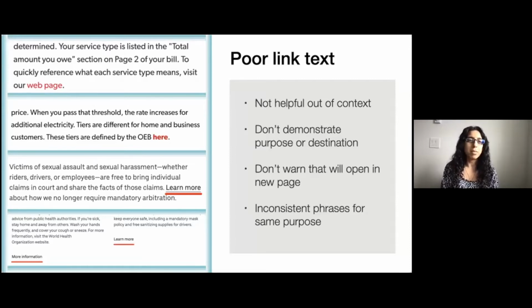And then also at the bottom here, you've got a couple of links that have different text, but they really do serve the same purpose. So one of them says more information, and the other one says learn more. And they're basically saying the same thing, but they've used different phrases. And so that's an inconsistency that doesn't need to be there.